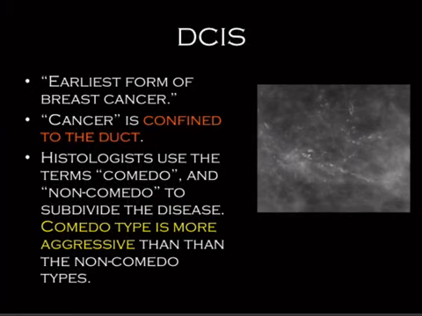So DCIS is the earliest form of breast cancer, and it's a cancer that's confined to the duct, as the name suggests. Generally speaking, pathologists will group these into comedo or non-comedo types, comedo being the more aggressive.